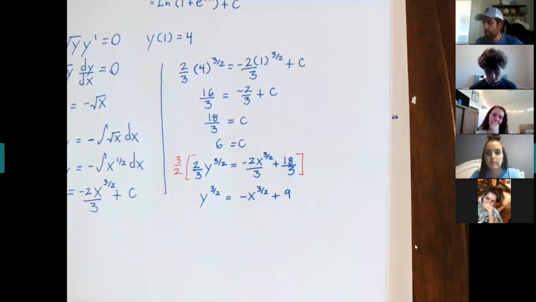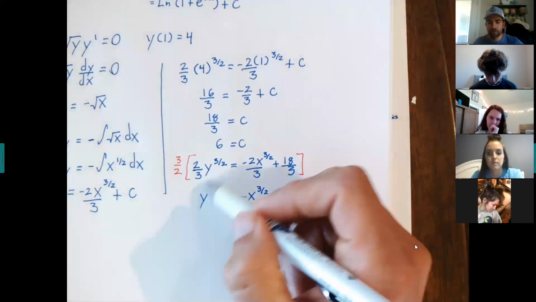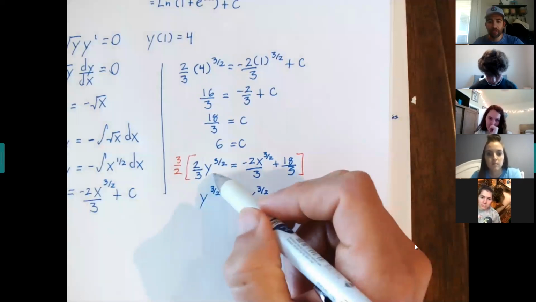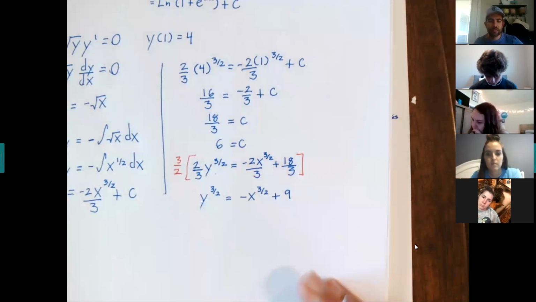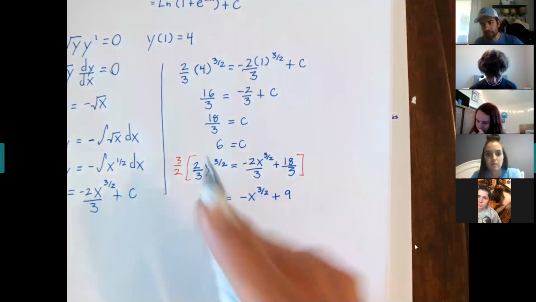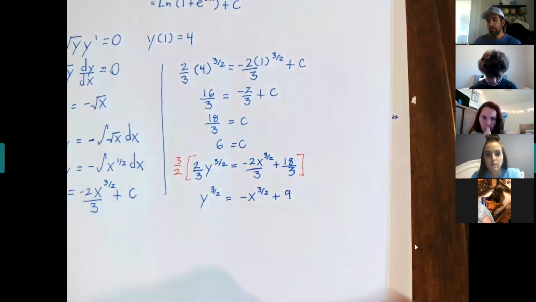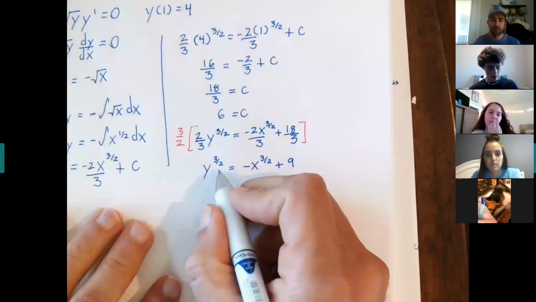Okay. So remember, my whole goal was to get rid of this 2/3, so I wanted to leave the y by itself. So I multiply everything times the reciprocal. Now this 18/3, really, I could have just left it at 6. I just wanted to get fancy. All right, so now how do I get rid of this 3/2 power?